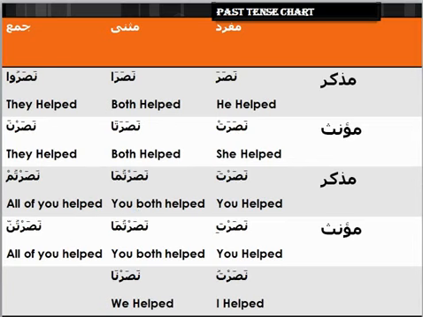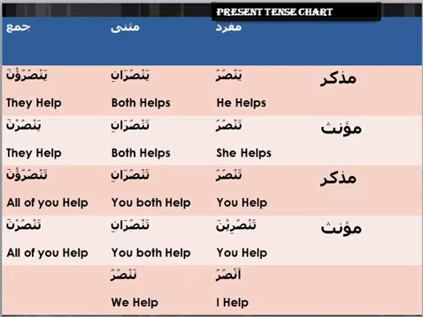Okay, for the past, of course, Fe'l Madi. Oh, so quick! Another chart. Fe'l Mudare shows up. Yansuru, yansurani, yansuruna. Tansuru, tansurani, yansurna. Tansuru, tansurani, tansurna, tansuruna. Tansurina, tansurani, tansurna. Ana ansuru, nahnu nansuru.